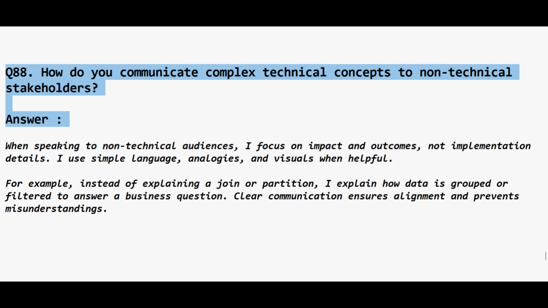Question 88. How do you communicate complex technical concepts to non-technical stakeholders? Answer. When speaking to non-technical audiences, I focus on impact and outcomes, not implementation details. I use simple language, analogies, and visuals when helpful. For example, instead of explaining a join or partition, I explain how data is grouped or filtered to answer a business question. Clear communication ensures alignment and prevents misunderstandings.